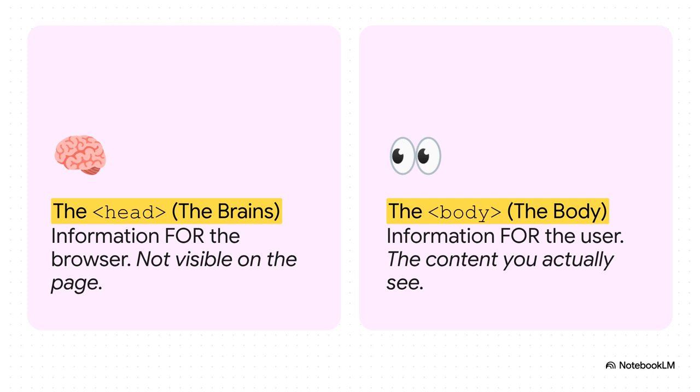First, you've got the head. This is like the brains of the whole operation. It holds all this behind-the-scenes info just for the browser. Stuff like the little page title you see up in the browser tab. You don't actually see any of this on the page itself. And then you've got the body. And as you can guess, this is where all the stuff you do see lives. The text, the images, the videos, the whole shebang.